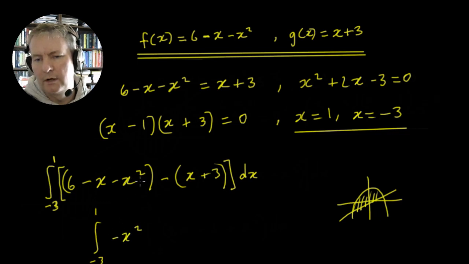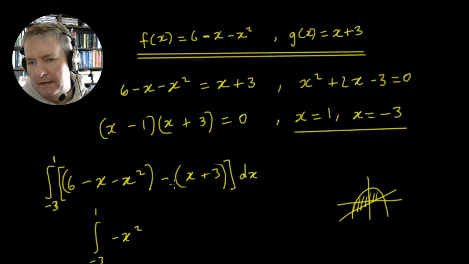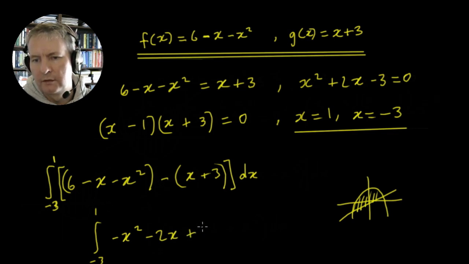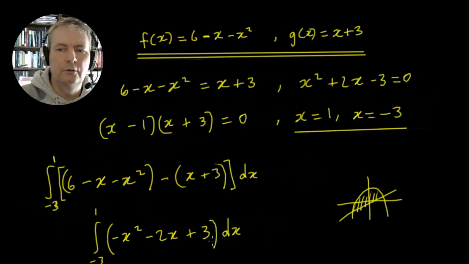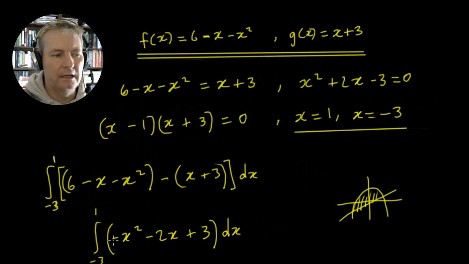Okay, and we're going to have the minus x, so it's going to be minus 2x, and we're going to have the 6 minus the 3, which is just the value of plus 3. So we're integrating that with respect to dx. So I'll take this and put it on the next page and we'll do the integration and find the area.